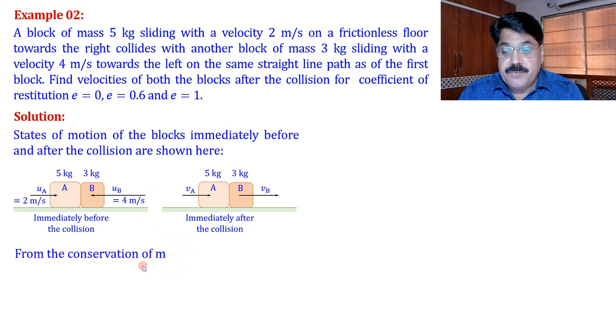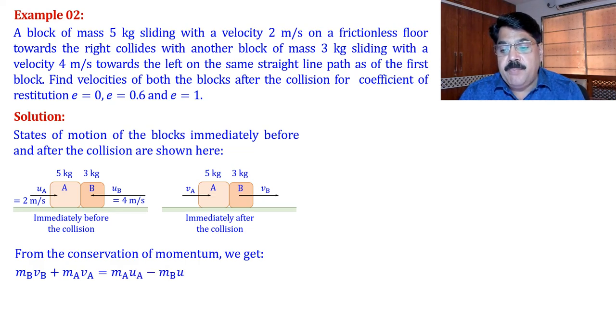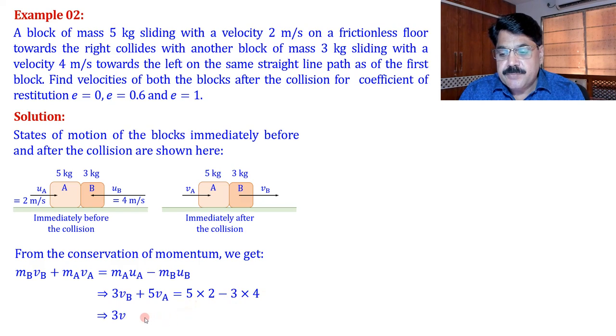From the conservation of momentum, we get MB VB plus MA VA is equal to MA UA plus MB UB. Here we put a minus sign because it is opposite. Now substitute the values. So 3VB plus 5VA is equal to 5 into 2 minus 3 into 4. So what we get? 3VB plus 5VA is equal to minus 2. That is 10 minus 12. So that is equation number 1.